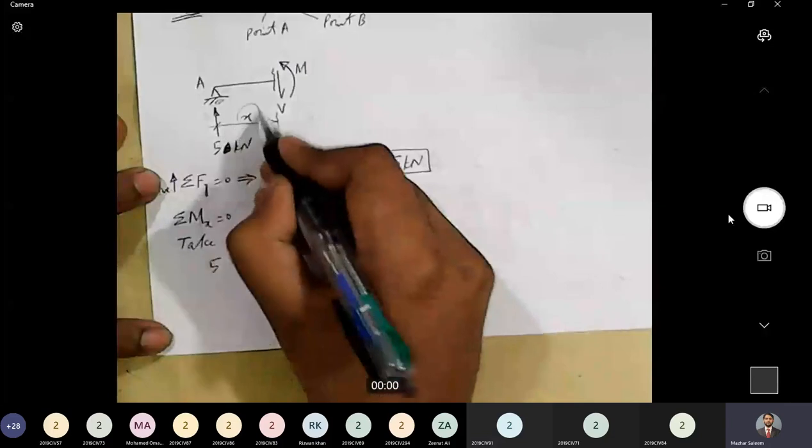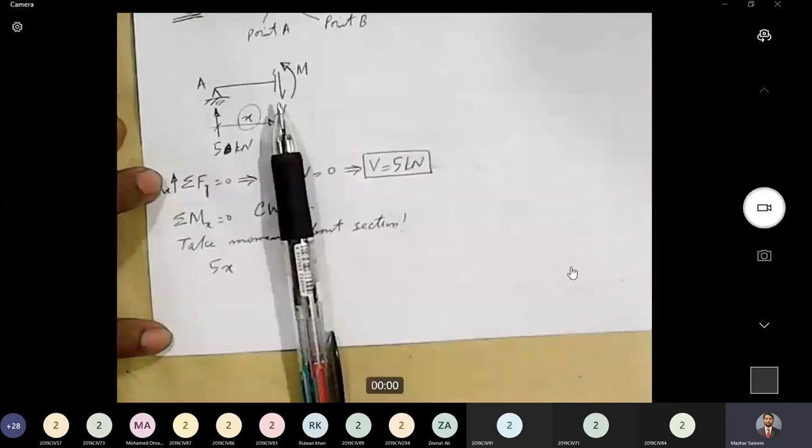But will it produce any moment about the section, this force V? Okay, Hasham, please go ahead.